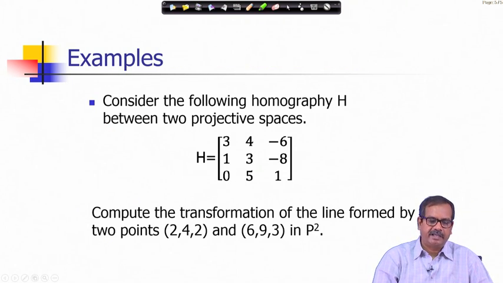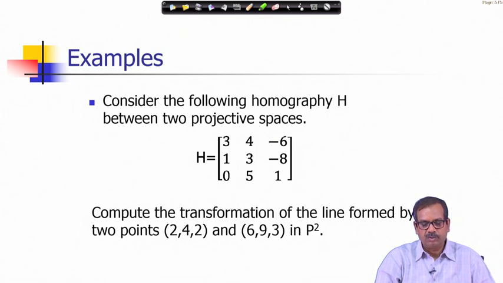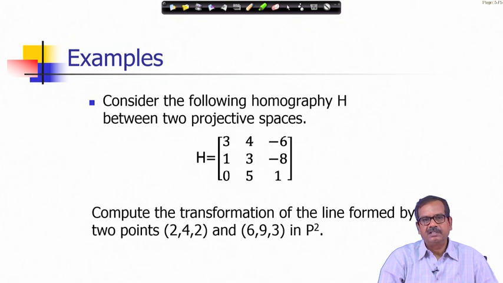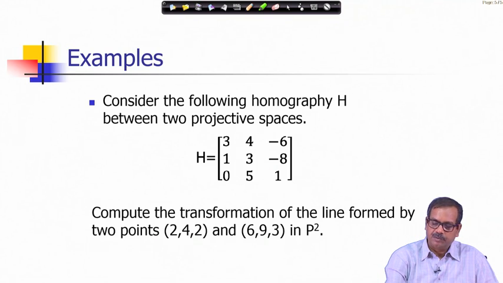So, let us consider an example by which we can show all these computations. You consider a homography matrix, which means this is a transformation matrix which is given in this form. You can say this is a 3 cross 3 matrix and which should be incidentally non-singular, you can verify that. So, the computational problem is that you have to compute the transformation of the line formed by 2 points given by 2 4 2 and 6 9 3, both the points in the 2-dimensional projective space. So, let us see how we can compute this.